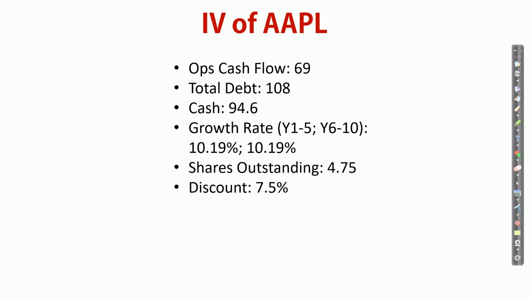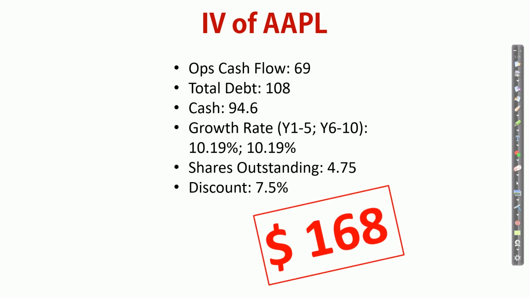So in summary, this is what we have seen today. The parameters required to calculate the IV of Apple: operating cash flow of 69 billion, total debt of 108 billion, cash of 94.6 billion, 10-year growth rate of 10.19%, shares outstanding of 4.75 billion, and a discount rate of 7.5%. Now, what is your answer? Using these parameters, the answer that I've arrived at is, drumroll, $168.